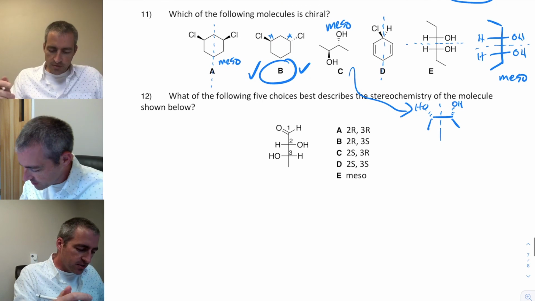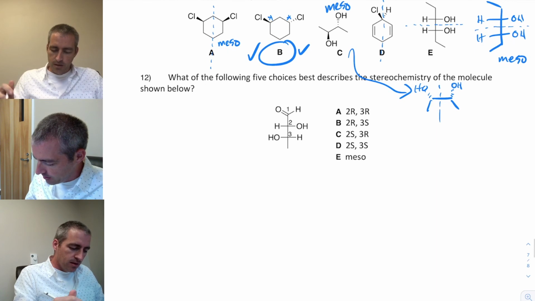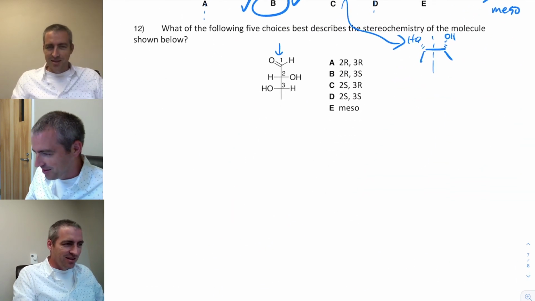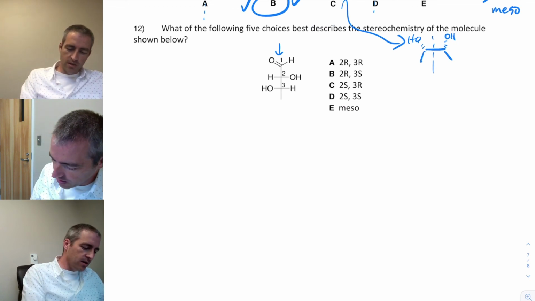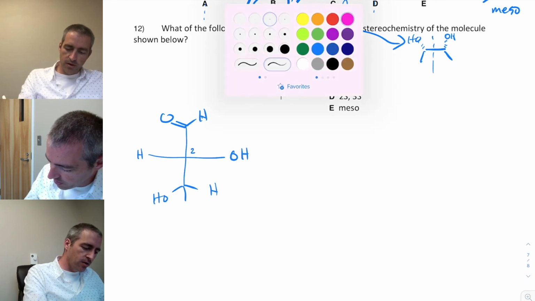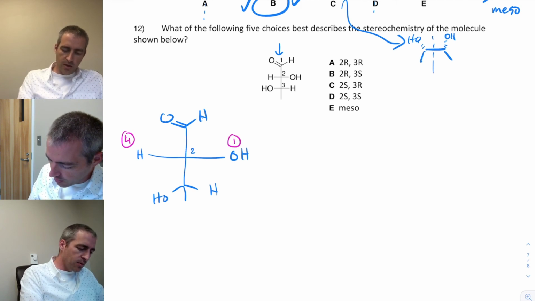Question 12 says, which of the following 5 choices best describes the stereochemistry of the molecule shown below? Is this the exact same one we did before? No, it isn't. Not exactly, because this is an aldehyde at the end. Anyway, same procedure. Let's zoom in on carbon 2 to begin with. Hydrogen, OH. We have in this one HO, methyl, hydrogen, and OH. Rank priorities. Bottom goes to the hydrogen, top goes to the oxygen, and now we're comparing a carbon with a carbon.